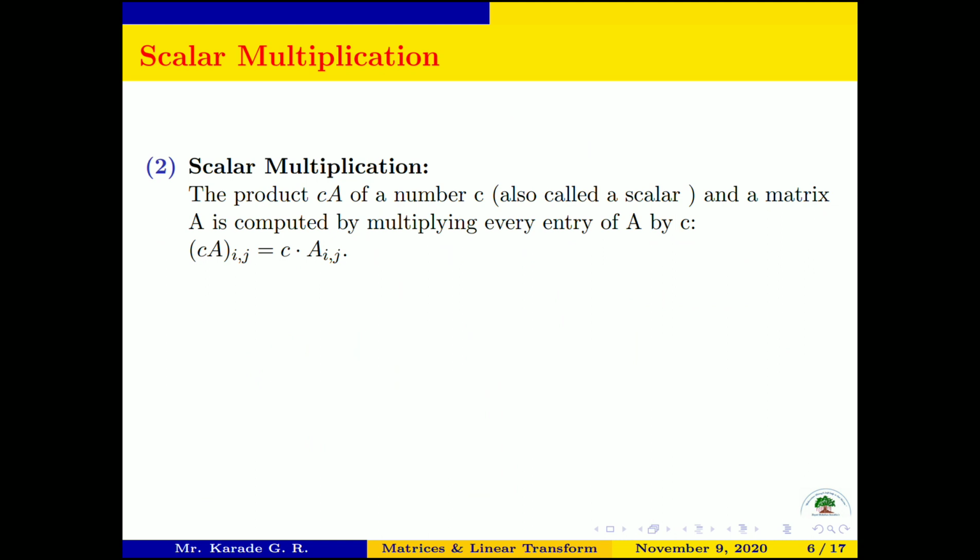So see here, given that what is the ijth entry of cA? What is the ijth entry of cA? So it is equal to c times ijth entry of matrix A. Let us take one example.